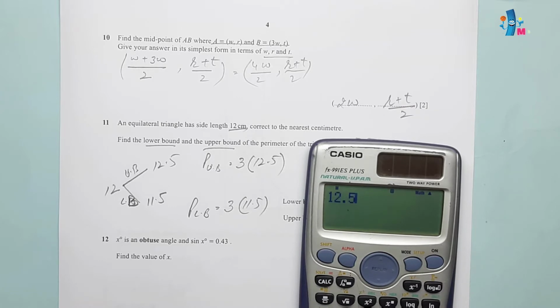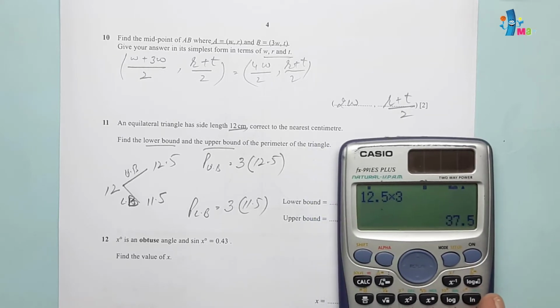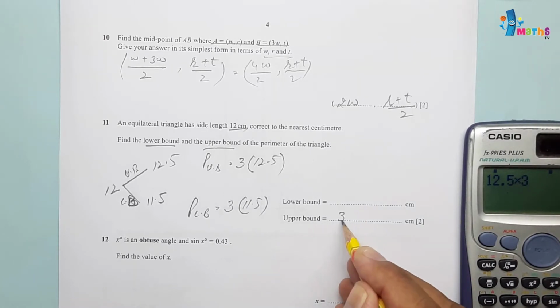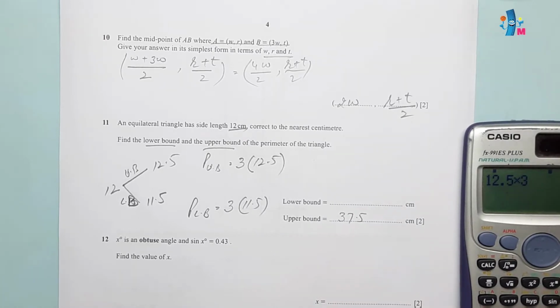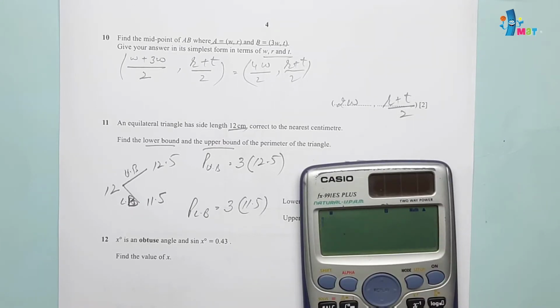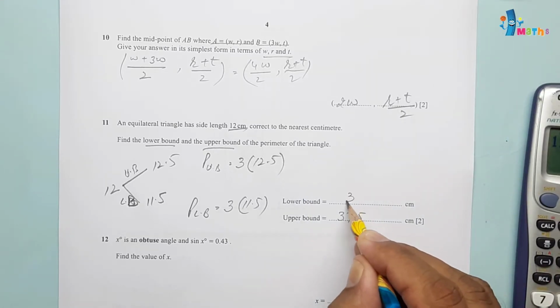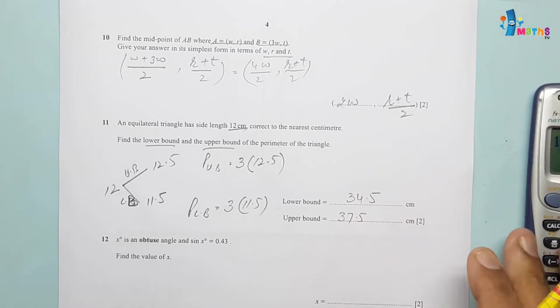So if we calculate the upper bound of the perimeter, 12.5 multiplied by 3 will be equal to 37.5. This will be our upper bound. We can write here 37.5. Similarly we can multiply 11.5 into 3. This will be equal to 34.5. So the lower bound will be 34.5.